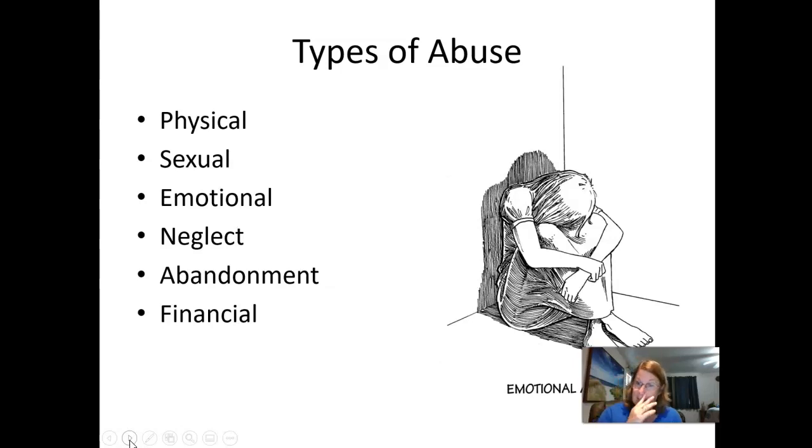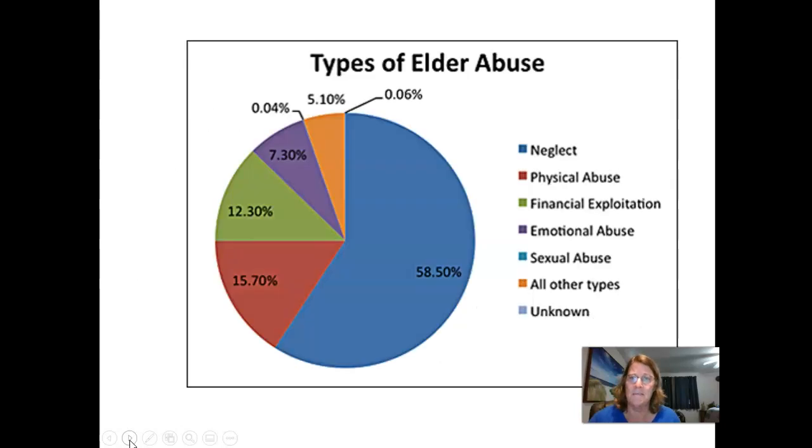Financial abuse, and that is a very common thing that happens to our elderly population. People can take their finances, use their checkbook, steal from them. So that is another very, very common type of abuse to see with our elderly population especially.